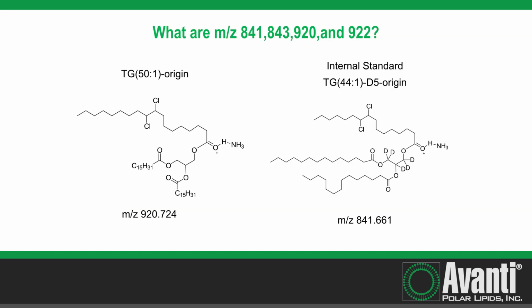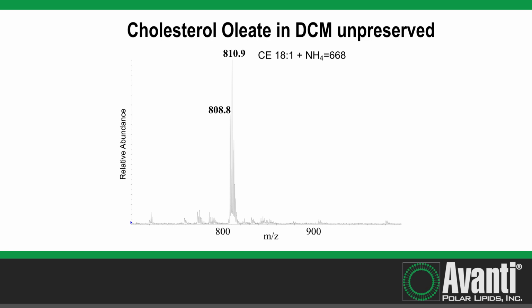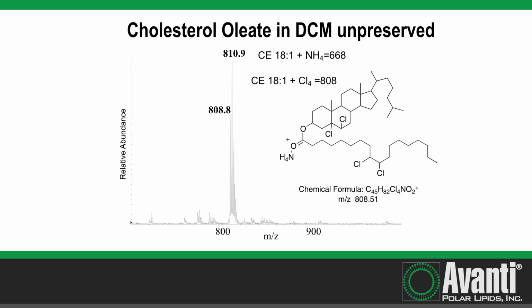So we did that, and what we found is that they're chlorinated adducts. In this case, the 50:1 standard has two chlorine atoms on it. That's the 920. And the 841 is the deuterated internal standard, 44:1. It's got two chlorines on it too. The other two ions are the chlorine-37 adducts, and there are two of them, so it's almost a 1-to-1 mixture. We also found cholesterol oleate did the same thing with the unpreserved dichloromethane, two peaks, because it's got four chlorines in it, of all things. So it's not mass 668, it's mass 808.